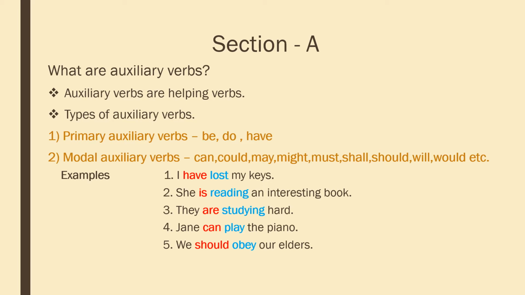The third example is they are studying hard. In this sentence, are is the auxiliary verb and studying is the main verb. The fourth sentence is Jane can play the piano. In this sentence, we find can as the auxiliary verb and play as the main verb. The fifth example, we should obey our elders. Here we find should as the auxiliary verb and obey as the main verb.